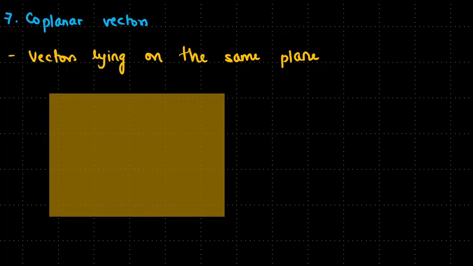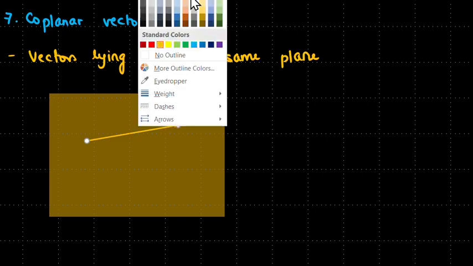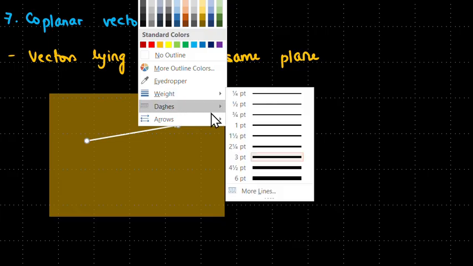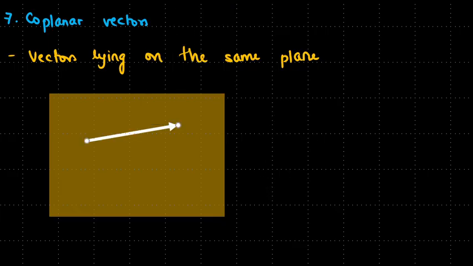So suppose this is a plane, and let's add some vectors. This vector can be rotated in any way, as long as they are in the same plane. That's it. They just must be in the same plane. Okay, let's change it to that.